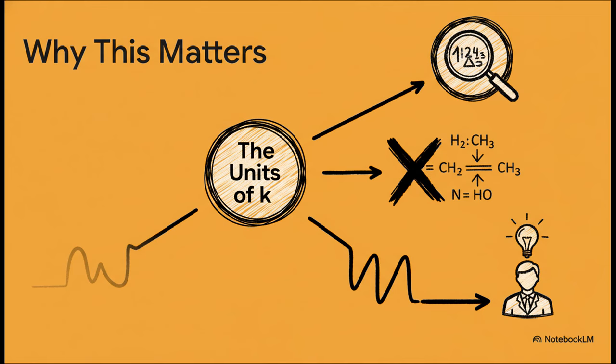And this is just incredibly useful. You don't even need to see the chemical equation. You don't need to know which reactants are involved. The units of K all by themselves tell you the reaction's order, which is just how its speed depends on concentration. It's this amazing shortcut that lets chemists immediately understand the basic behavior of a chemical process.